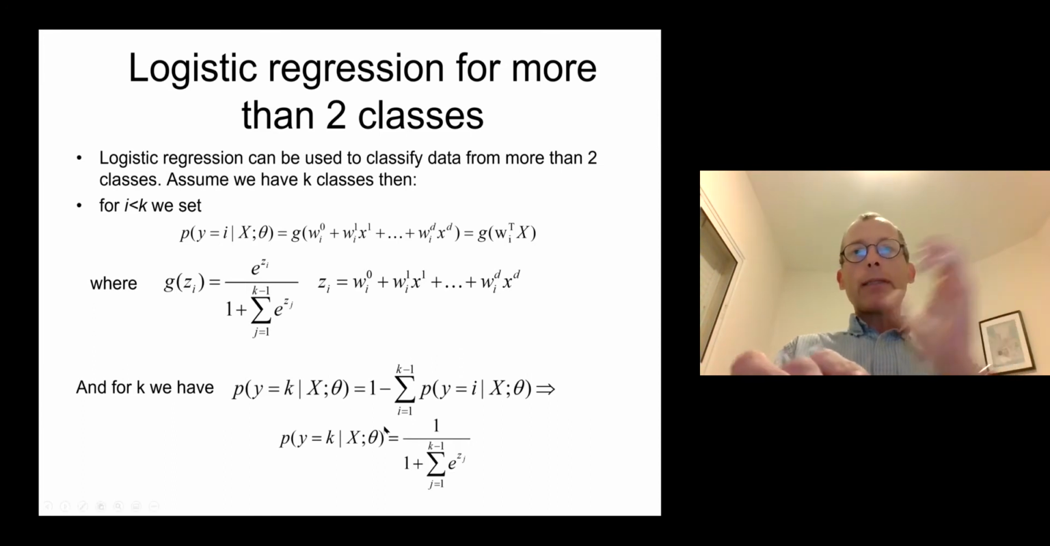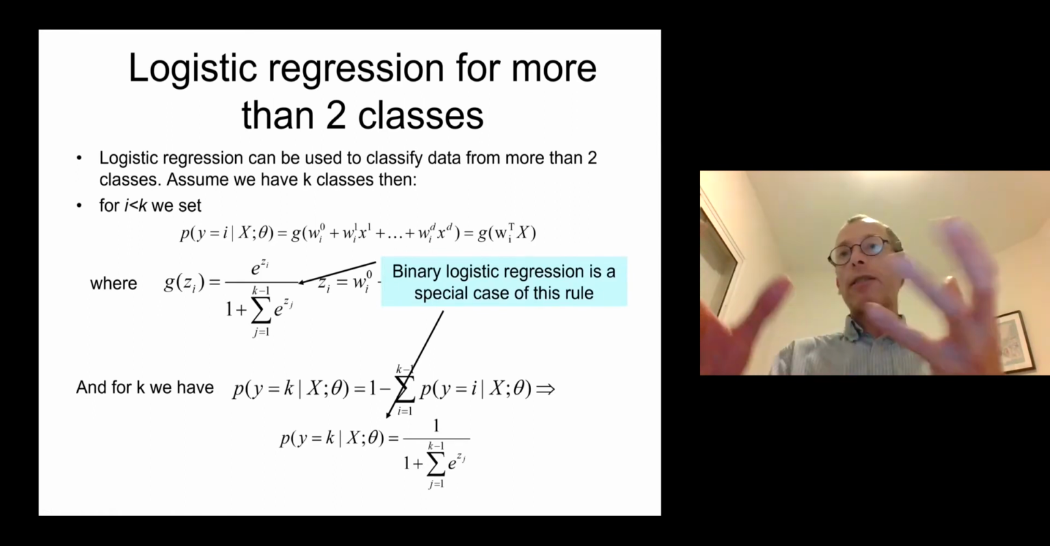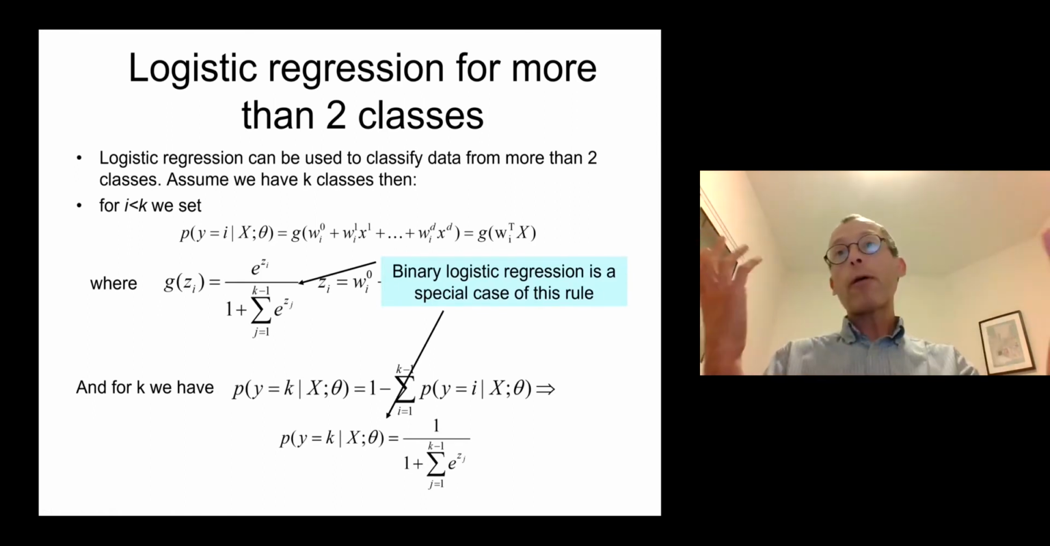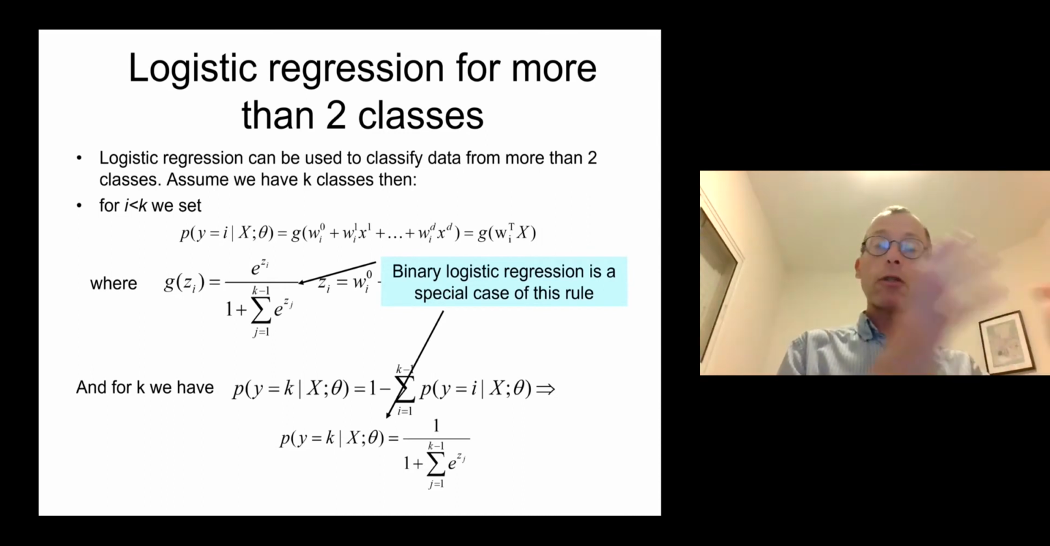So this is basically the probability of the last class. It's easy to see that this is a valid probability. This is always positive, and always between 0 and 1. It sums to 1 if you sum over all the classes, and everything should hold. The other thing I would say is that binary regression is just a special case of this where k equals 2.